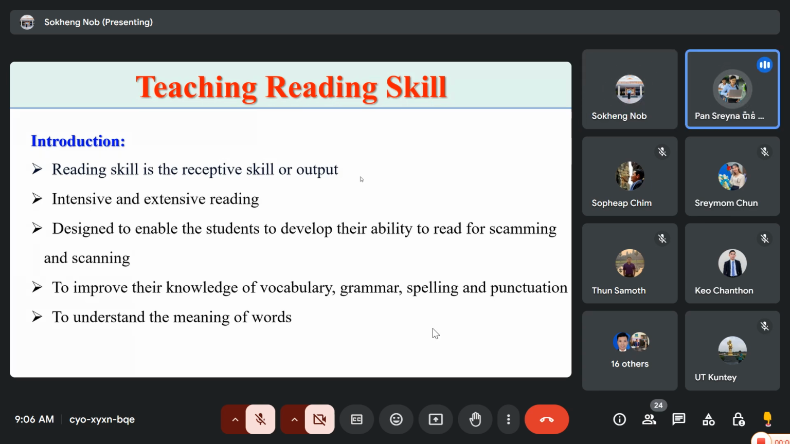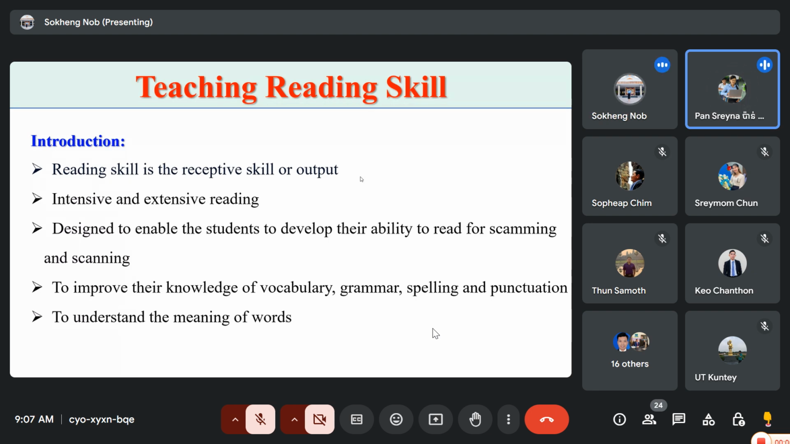The purpose of designing a reading skill to apply in the class is to enable students to develop their ability to read for skimming and scanning. Skimming and scanning are a bit different. In skimming, the students read the whole text in a general way, not specific. Scanning is intensive, so they read with a specific purpose. Teaching reading also improves the students' knowledge of vocabulary, grammar, spelling and punctuation.